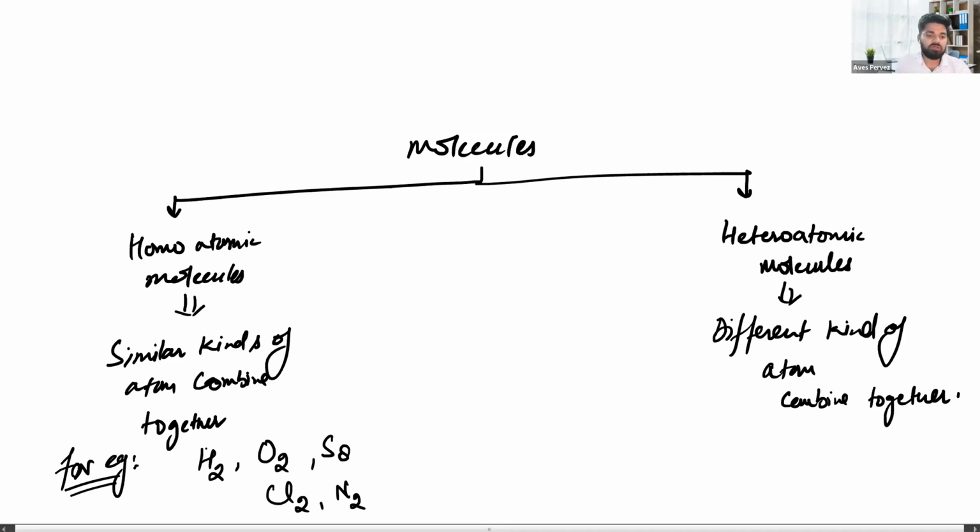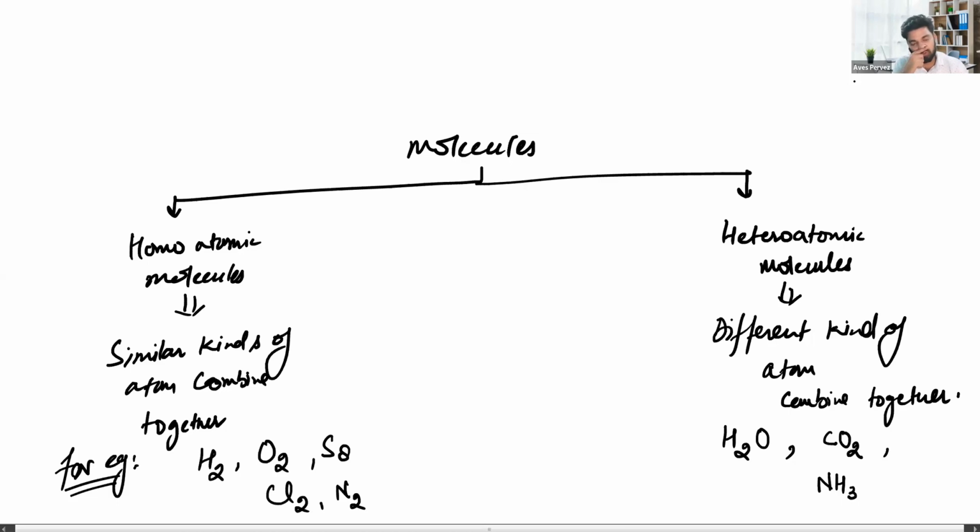Okay, so we are just talking about different kinds of atoms combining together, like two hydrogen atoms and one oxygen atom, which form a water molecule. One carbon and two oxygen atoms combined together form CO2, carbon dioxide. And one nitrogen and three hydrogen, when they combine together, form ammonia. So these are heteroatomic molecules. Hetero means different kinds of atoms are there. And homo means similar kinds of atoms chemically combined together. Got it? Yes, sir.